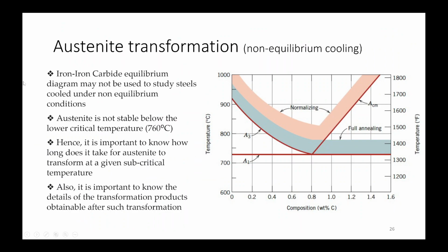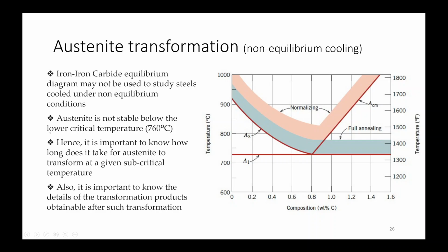Now, the iron carbide equilibrium diagram may not be used to study steels cooled under non-equilibrium conditions. Only in the case of equilibrium will you find the pearlite formation, or the phases that are told in the equilibrium diagram.